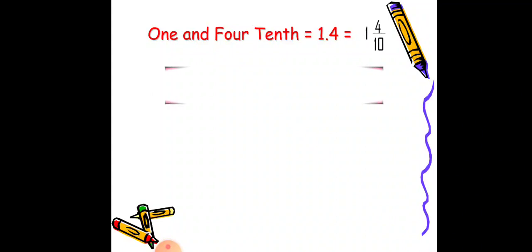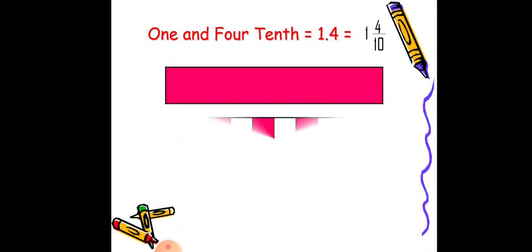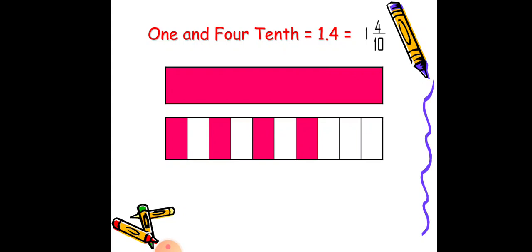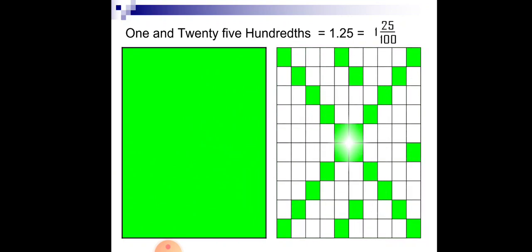1 and 4/10 is equal to 1.4, that is 14 by 10. 1 and 25/100 is equal to 1.25, that is equal to 125 by 100. This means 1 is the whole number and 0.25 is the decimal part, that is 25 upon 100.